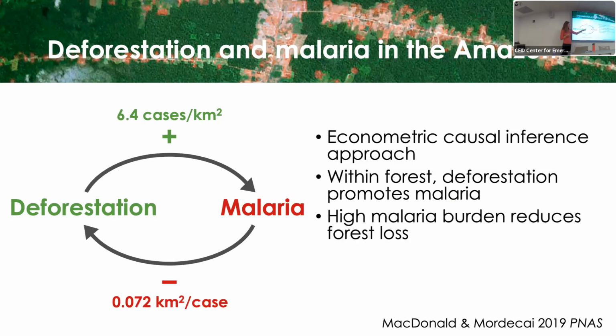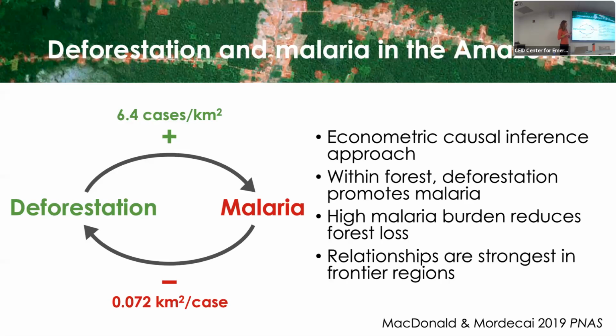By contrast, malaria incidence actually reduces deforestation. And we can estimate this effect at about 0.07 fewer square kilometers of forest cleared for every case of malaria. We think this is through some sort of socioeconomic mechanism where either people are too sick to work their land as subsistence farmers or they're abandoning settlements. But we're very curious as to what this mechanism is more specifically. And we find that this deforestation and malaria feedback in both directions is strongest in the frontier regions of the Amazon at the earliest stages of forest clearing, where you really get that kind of forest edge frontier malaria phenomenon. Whereas if you move into the outer Amazon, where most of the forest is already cleared, these effects are much weaker.